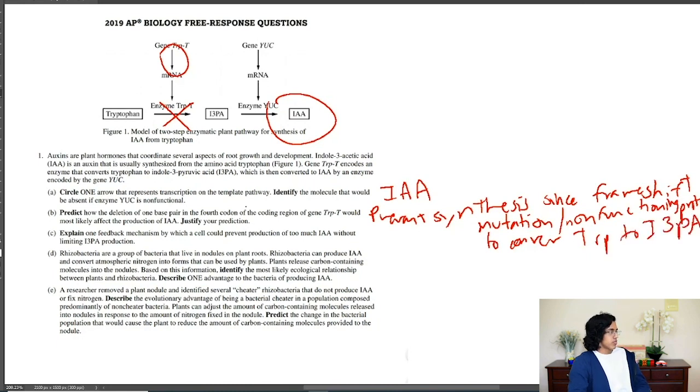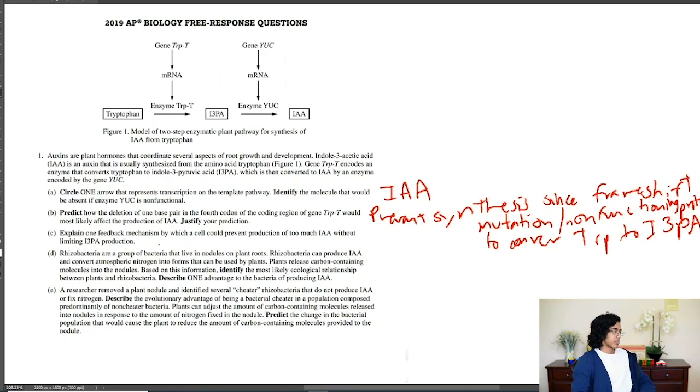Epic. Explain one feedback mechanism by which the cell could prevent production of too much IAA without limiting I3PA production. So basically, if you don't want to limit this production, what you've got to do is break up this enzyme and reduce the activity of that. There's a couple ways that you could limit production, right? You could either limit it at transcription when you're converting to mRNA, or you could limit it at translation, but generally the most straightforward one is to just limit the transcription of the gene.